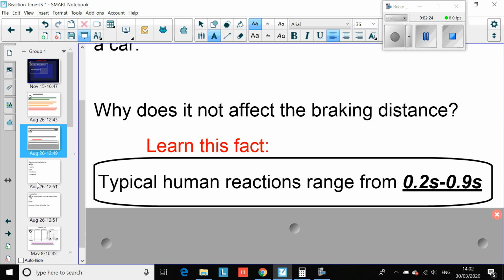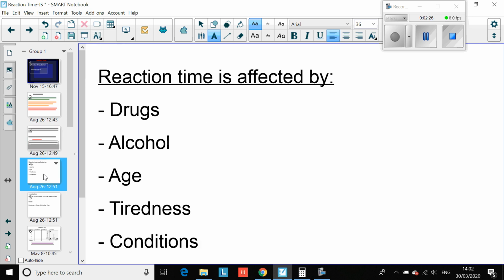Okay, so the next thing, reaction time can be affected by drugs. Now, if the drug is a stimulant, it might well decrease your reaction time. If it is known as a depressant, it will slow your reaction time because it slows down the way nerves actually work. Alcohol is also the key one of these drugs. It is a depressant, so it will slow your reaction times down, and therefore you are at more risk of having an accident.